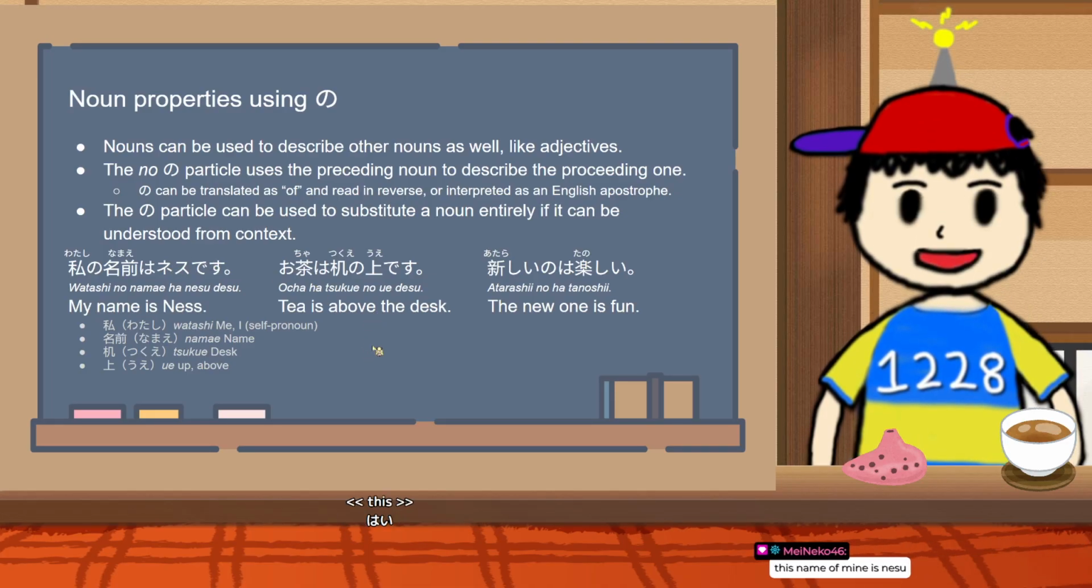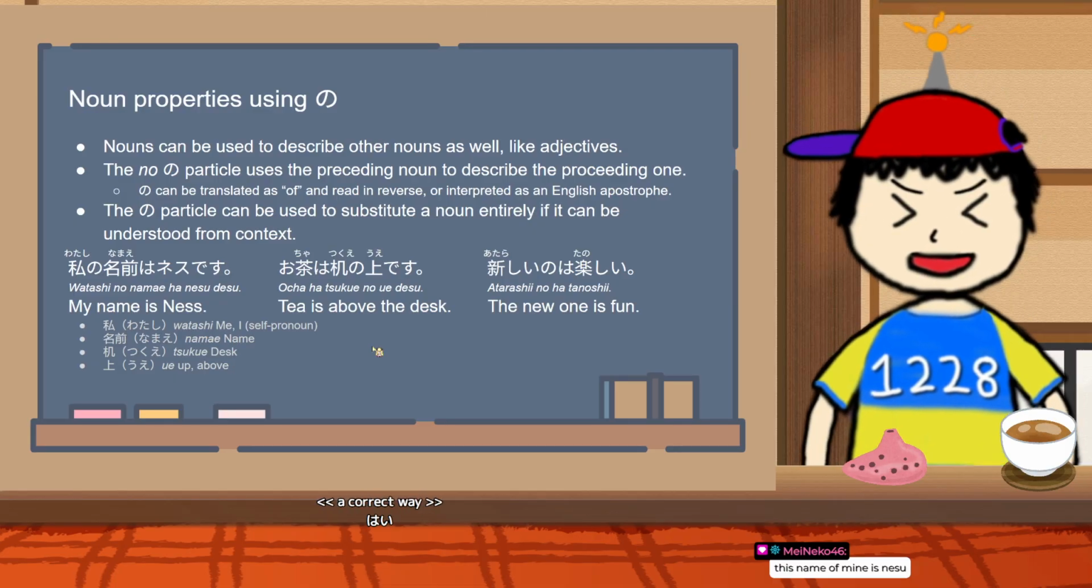Noket, this name of mine is Nessu. That is also a correct way of saying it, yes.